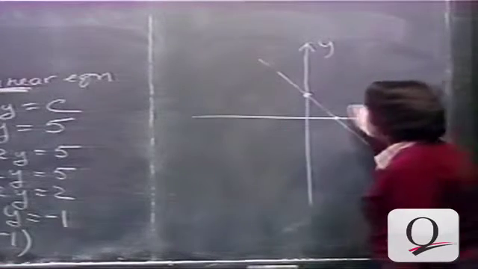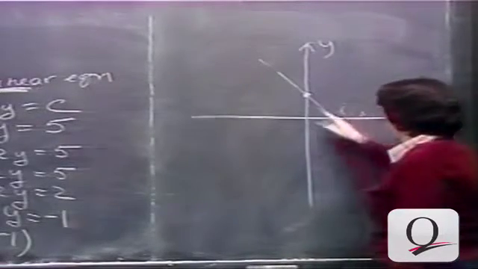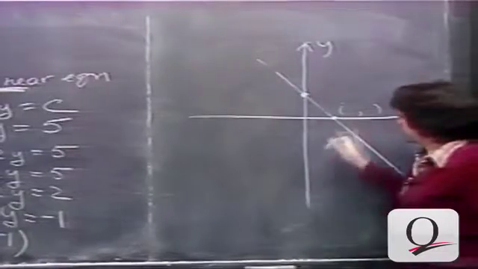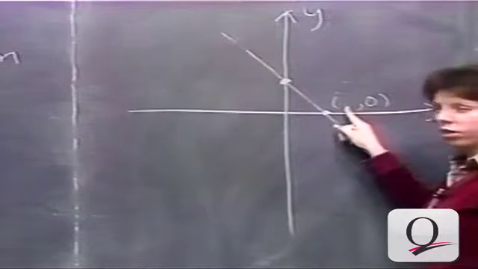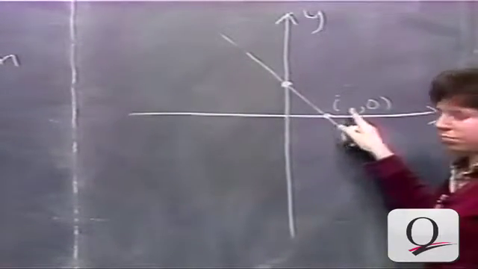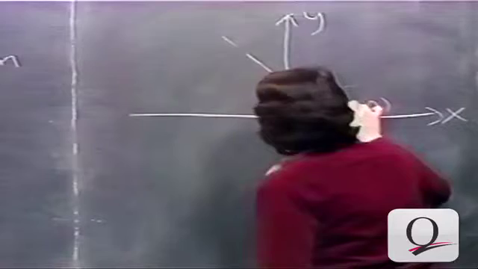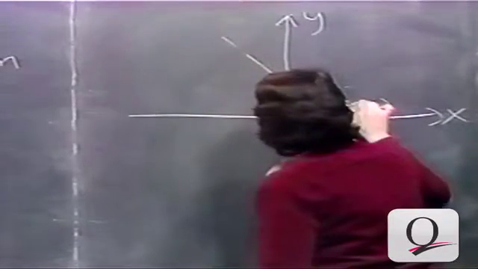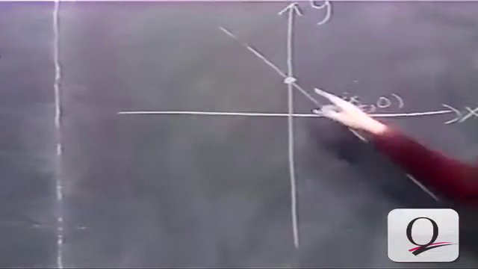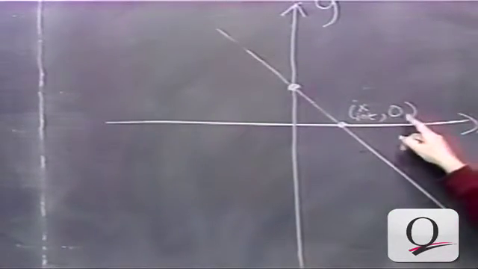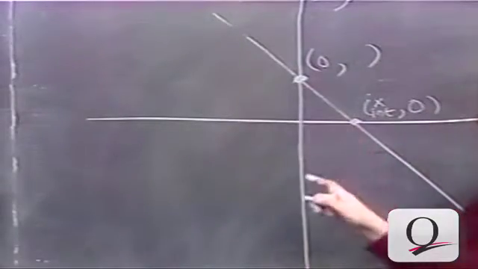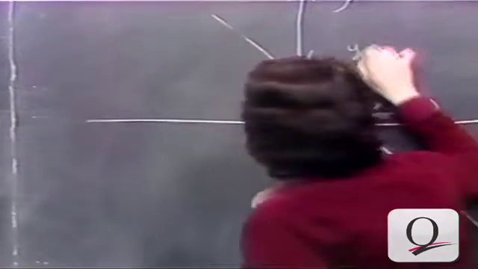Now, when it crosses the x-axis, it crosses at a point on the x-axis. Naturally, the y-coordinate would be 0. The x-coordinate of this point is the x-intercept. When it crosses the x-axis, it crosses at a point where the y-coordinate is 0, the x-coordinate is the x-intercept. Similarly, when it crosses the y-axis, the x-coordinate must be 0, and the y-coordinate is the y-intercept.